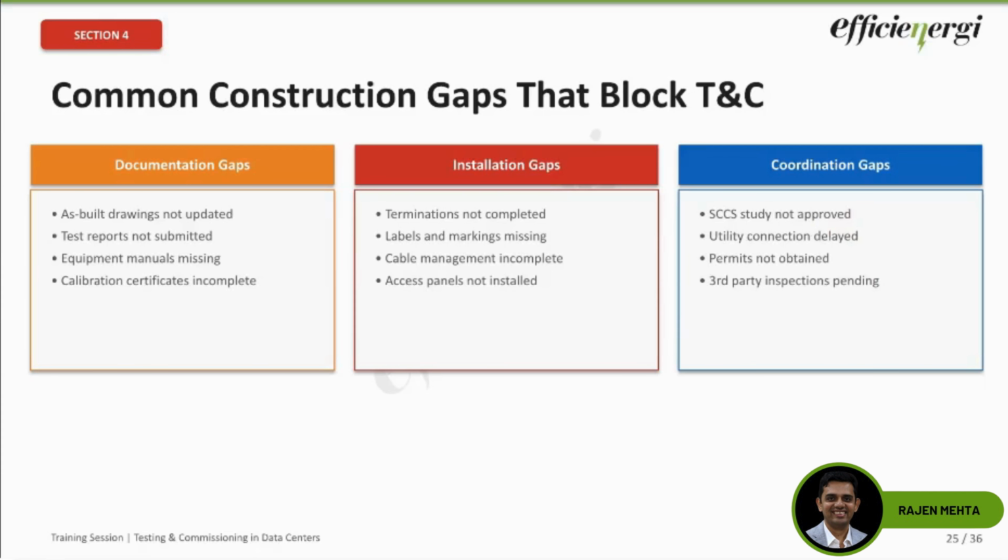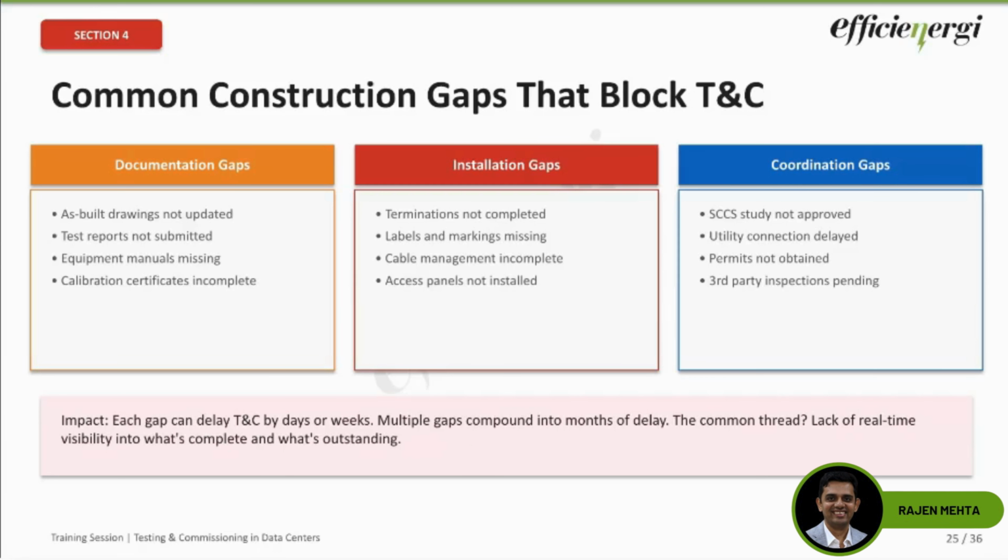Then at the time of installation or coordination, you will find that the SCC study has not been done, and the utility connection got delayed from the client side at times. Permits have not been received, so the entire delays happened. Third party inspections are pending. So all of these are different blockers that cause TNC to not perform optimally because of construction related gaps. Each gap can delay the TNC by days or weeks. Multiple gaps compound.